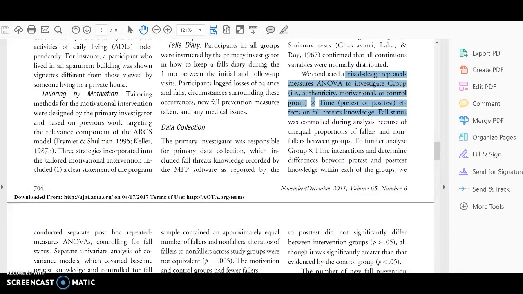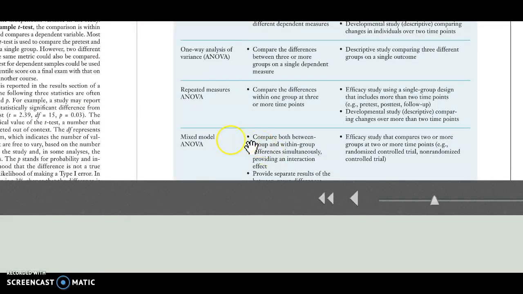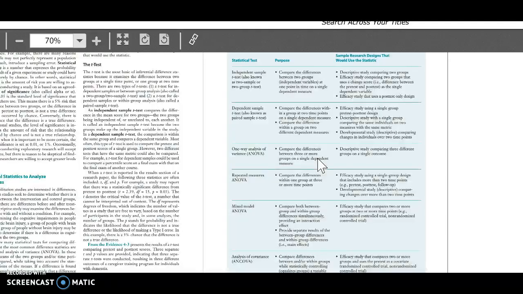So let's go back to our handy dandy book and take a look at a mixed model ANOVA. We know from our chapter 4 that a mixed model ANOVA compares both between groups and within group differences simultaneously, providing an interaction effect. Now I'm just zooming out a little bit, and they can also provide separate results of the between group differences and within group differences, for example, main effects. Okay? So this is the reason why they're using that. Again, this is to help you understand why they're using inferential statistics.